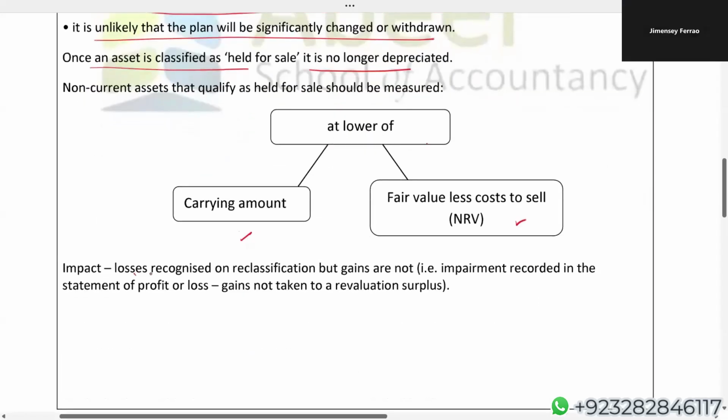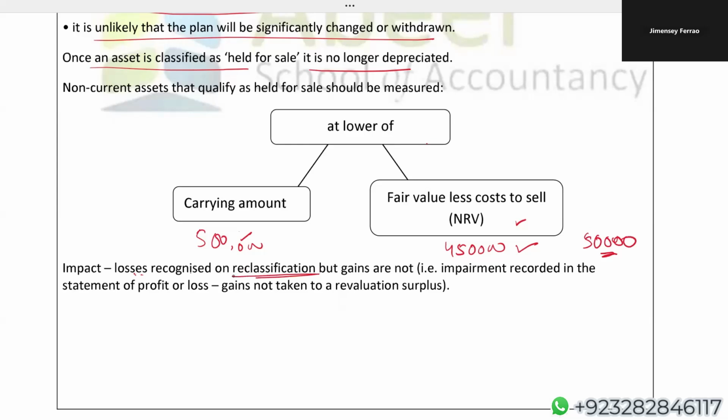The impact is important: losses are recognized on reclassification. For example, assuming the carrying amount is 500,000, and let's say the fair value minus cost to sell is 450,000. Obviously we need to recognize our plant at 450,000. So we need to recognize an impairment loss of 50,000 under IFRS 5 in this example. Impact: losses are recognized on reclassification, but gains are not.